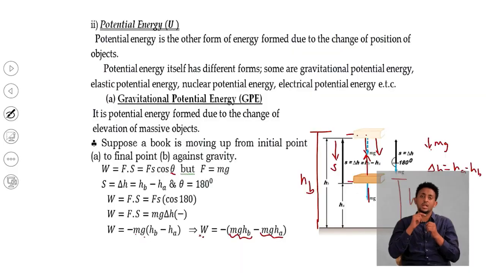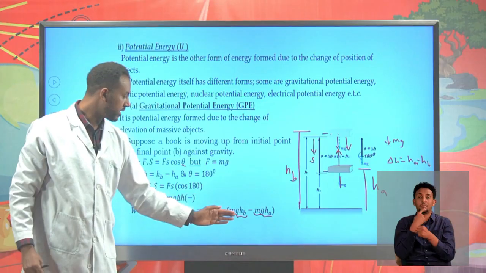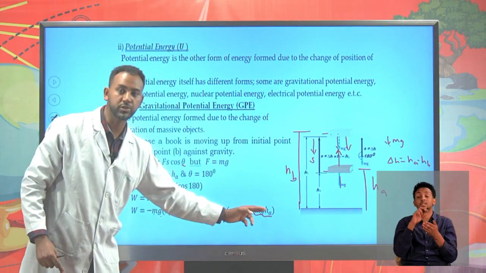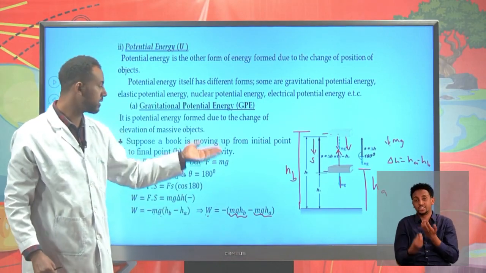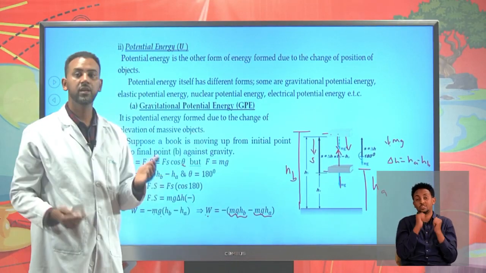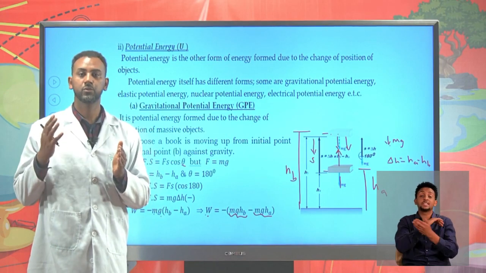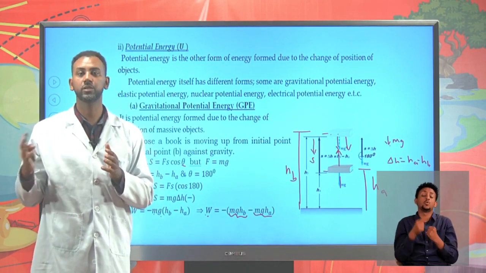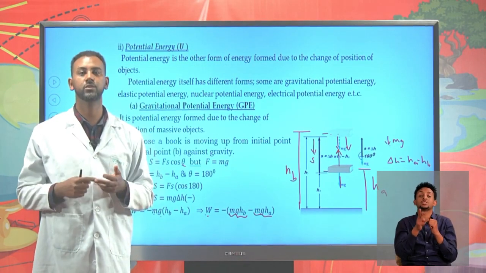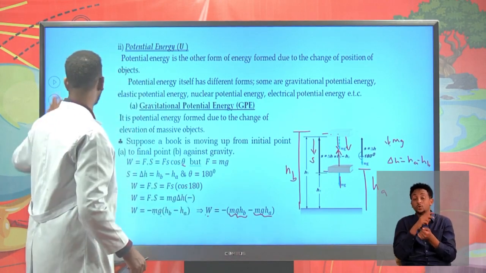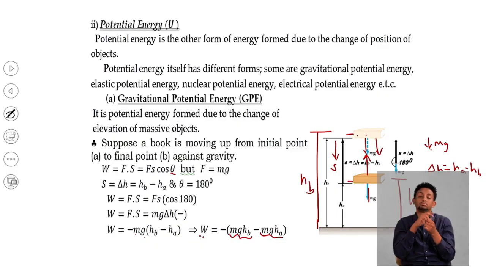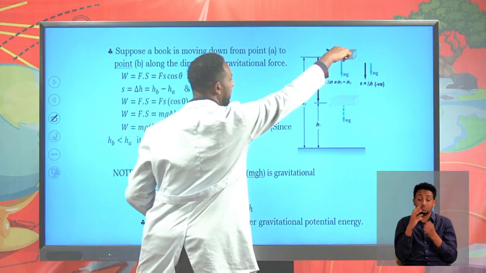The difference in elevation enables you to perform work. The ability and the capacity to do work is known as energy. So the energy which appears due to the change of position is known as potential energy, gravitational potential energy in this case. Previously, the ability to perform work was due to the change of velocity. That energy is known as kinetic energy. But here, the change of position gives the potential energy, known as gravitational potential energy.